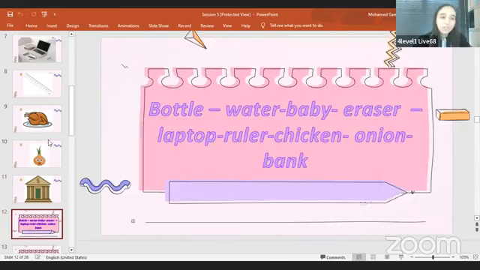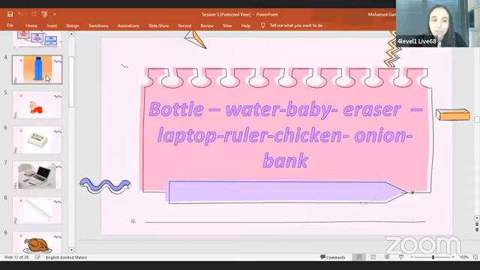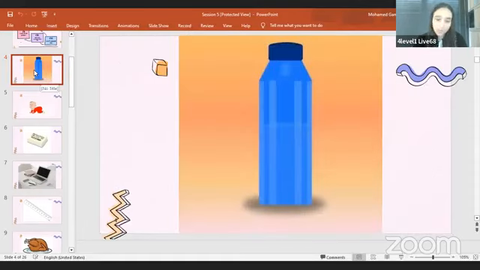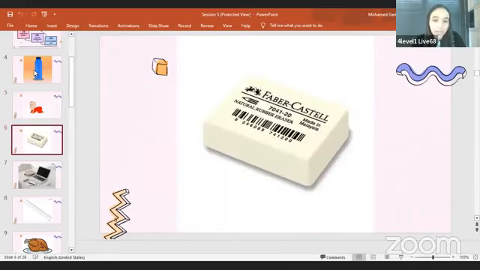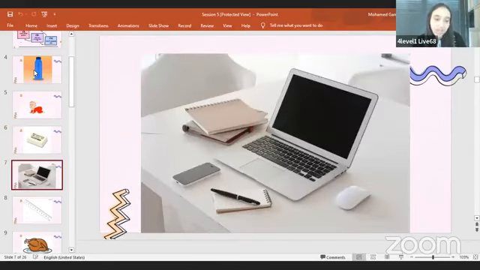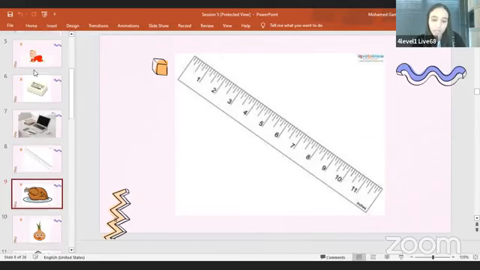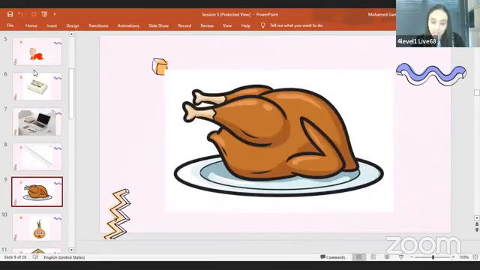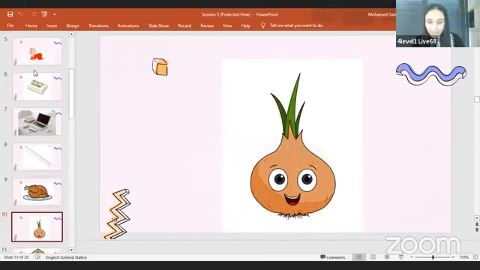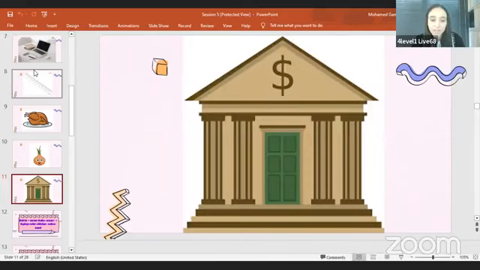The first picture was a bottle. This is a bottle. This is a baby. An eraser. We use it to erase. A laptop. A ruler. Chicken, an onion or a very happy onion. And the last one is a bank.